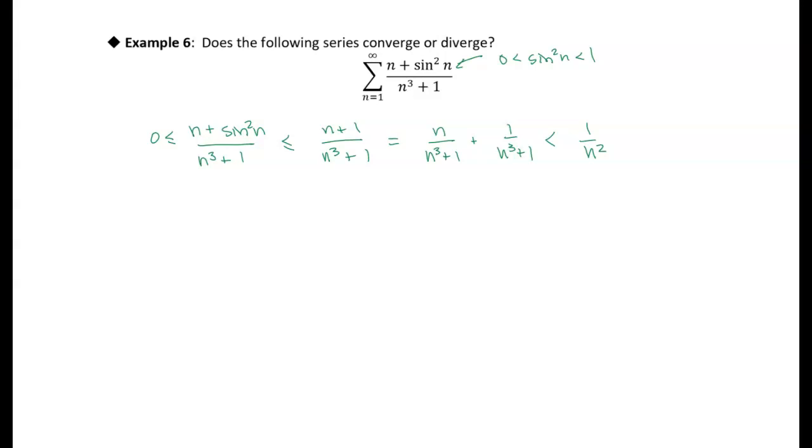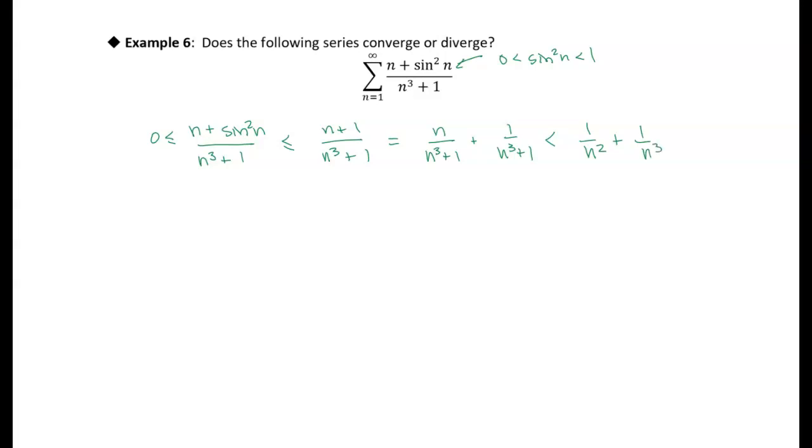As n gets bigger and bigger, this looks more like n over n cubed, which is just 1 over n squared, right? So this plus 1 in the denominator is just making it slightly bigger, which makes a slightly smaller number. And so I know 1 over n squared is bigger than this first term. And then for the other term, 1 over n cubed plus 1 is less than 1 over n cubed.